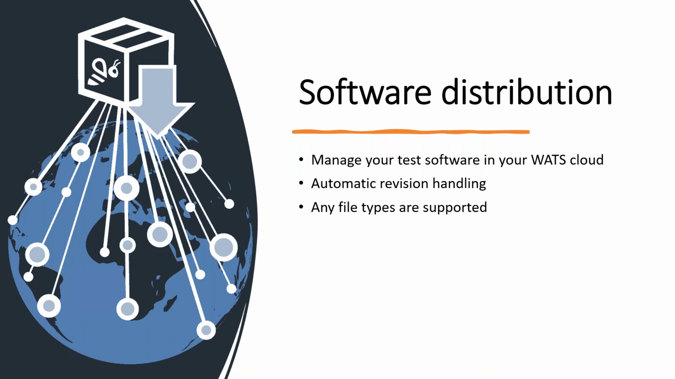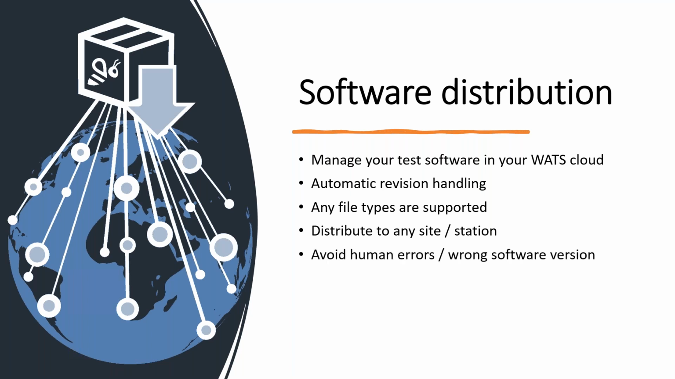So even though this is originally intended to distribute test sequences and test software to the stations, there's nothing stopping you from distributing any file that you might need to distribute and install. You can distribute the files to any site or any station available. This helps you avoid human errors and wrong software versions, as well as wrong firmware versions. This includes both the distribution part, the installation part, and not least the execution part, where you can eliminate the number of human operations.